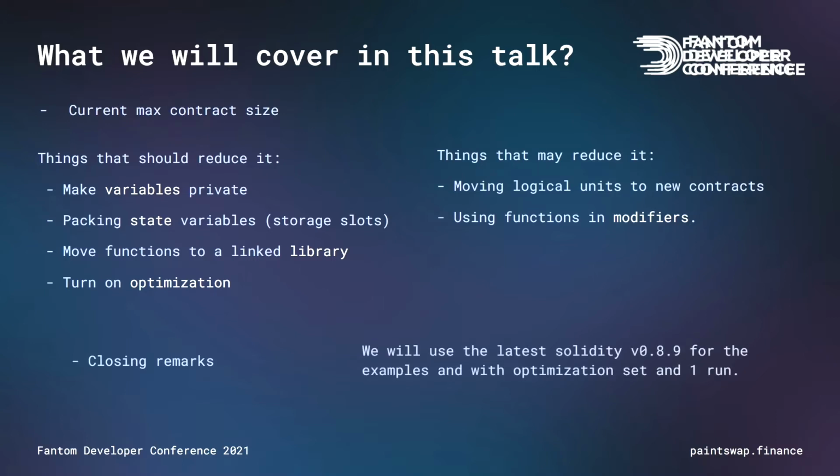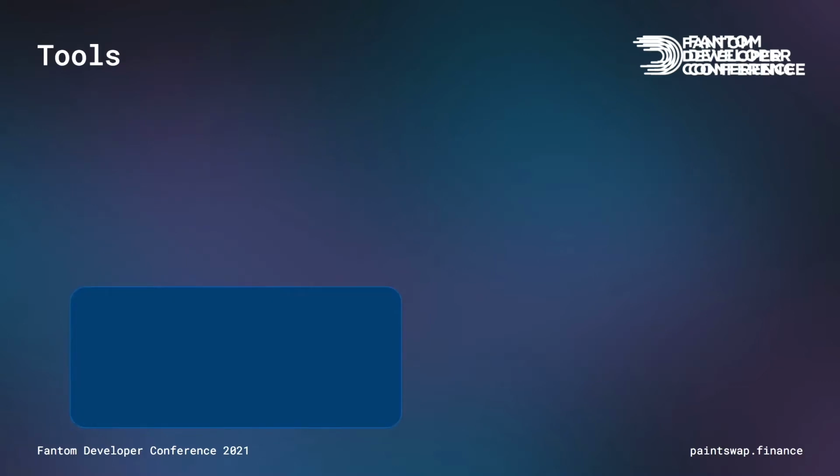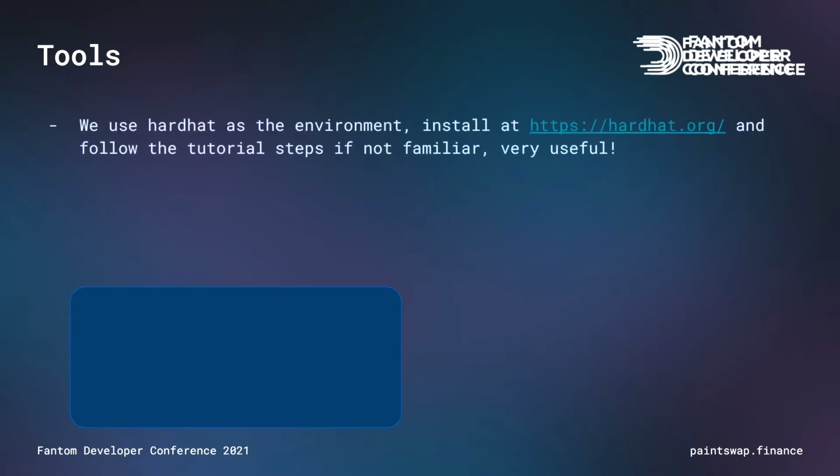And for any examples, I'm using Solidity 0.8.9, which is the current latest as of today, and I'm setting optimization on with a run of 1. I'm assuming that the audience has some familiarity with Solidity in general. So we're going to be using Hardhat, which if you aren't using it, you can get here and follow the tutorial steps there. It's super helpful. And also install the plugin, the Hardhat contract sizer.